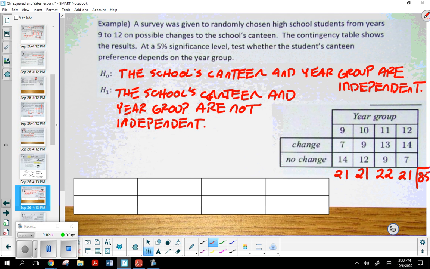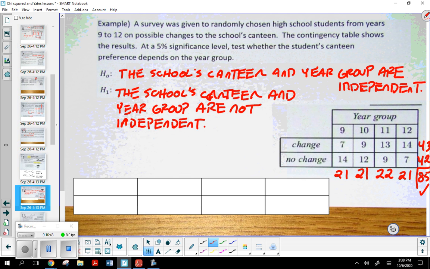So I need 7 plus 9 plus 13 plus 14. 43. I'm getting 43. 7 plus 9 plus 13 plus 14 would be 43. And let's add 14 plus 12 plus 9 plus 7. I'm getting 42. Is that what you guys are getting? And let's see. What is 43 plus 42? It is giving me 85. Okay, so we have that.